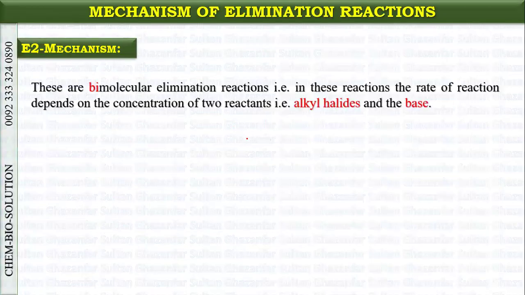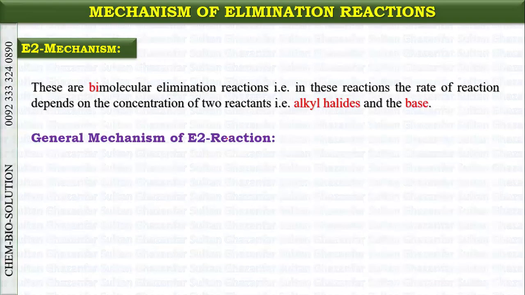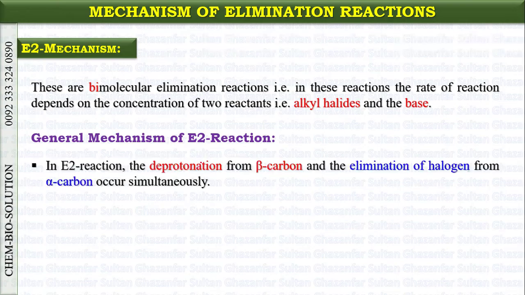Now see the E2 mechanism. E2 stands for bimolecular. So this is the bimolecular reaction. Here, the hydrogen is first attacked by the strong base. In E2 mechanism, the deprotonation from the beta carbon and elimination of halogen from the alpha carbon occur simultaneously.